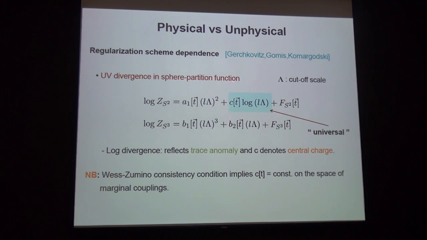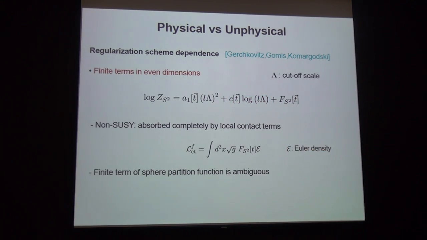Okay. And this constant C can be identified as the central charge c in the 2-dimensional CFT and the central charge a in the 4-dimensional conformal field theory, which is associated with the Euler density in this anomaly equation. Okay, let's now move on to the finite terms in the 2-sphere partition function and 3-sphere partition functions, and discuss their dependence on the choice of the regularization scheme.